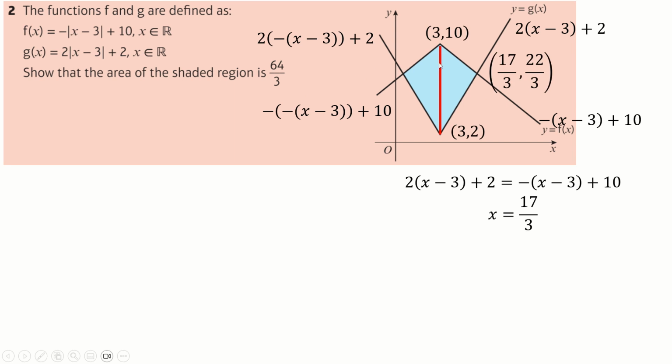But of course, that makes this length here 8, because it goes from 3 to 10, and it's just vertical. This length across here is 17 over 3 minus 3, because this distance is 3. This is 17 over 3, so it's just this minus this to get this, which I believe is 8 over 3. And so the area of this triangle is a half times 8 over 3. But these two triangles are symmetrical, right? Pretty clearly. So therefore, we just need to double the answer, and we'll end up with the thing that we've got at the end there.